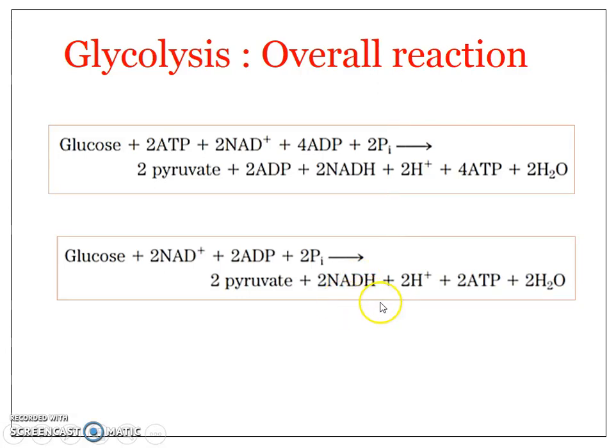So altogether, we can say when a single glucose molecule is broken down to two molecules of pyruvate in a glycolytic pathway, almost 8 ATP molecules are produced. So net result, it is 8 ATP molecules in a glycolytic process. Okay, so 8 ATP molecules are synthesized in glycolysis in aerobic condition.